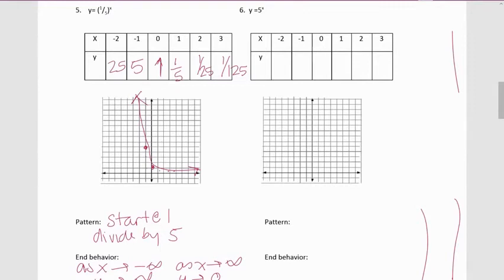For 5 to the x, this would be 1/25, 1/5, 1, 5, 25. I hope you see the similarity in these. One is getting 5 times bigger, one is getting 5 times smaller. This one is the same. It starts at 1, but I multiply by 5. Okay, because like times 5 times 5.